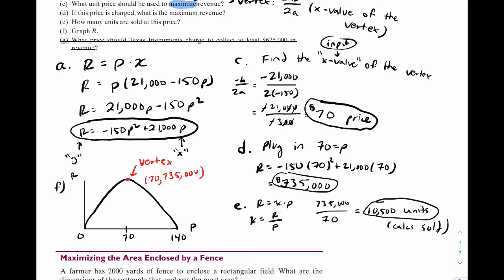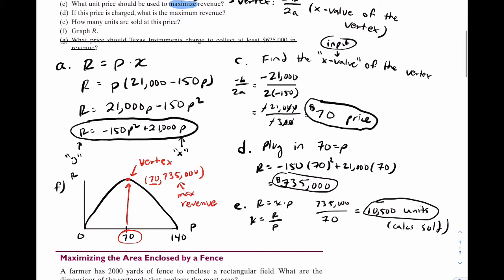And the coordinate of that vertex we found to be 735,000. So in the question where it said what unit price would be used to maximize revenue, notice how this is the one that maximizes the revenue, the 70. And the 735,000, that's your max revenue itself. So the picture should hopefully help you make more sense of what we just did. So essentially, whenever you see the word maximize or minimize, you are looking for the information around the vertex. So that's all we did there.